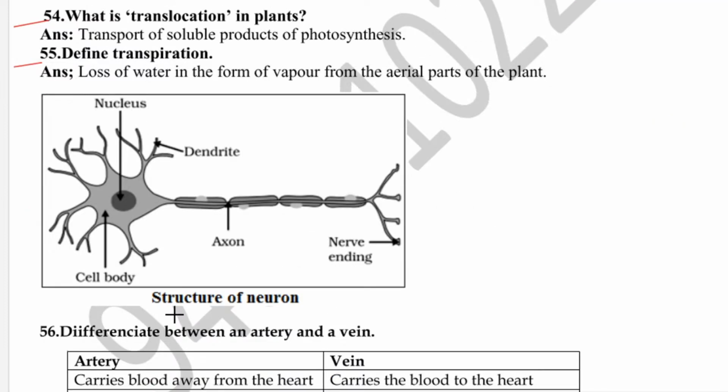Here we can see the structure of the neuron. This diagram is very important for the examination. Students, you all should practice the diagrams which are important for the examination. Structure of neuron. We can see the parts here: cell body, nucleus, dendrite, axon, nerve ending.